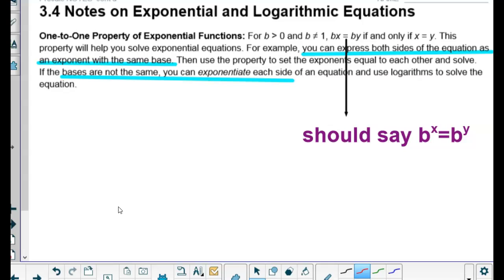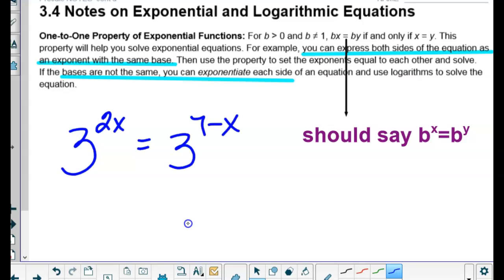It says at the top of your notes, for b is greater than 0 and b is not equal to 1, bx equals by if and only if x equals y. Do you see that? That is true, what it says, but it should say b to the x equals b to the y if and only if x equals y. So in other words, if I had something like this, the only way that's true is if I set the exponents equal. Everybody good? So if we can get a common base, then we can exponentiate or just look at setting the exponents equal.